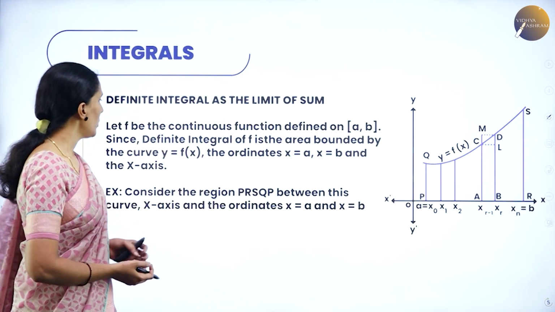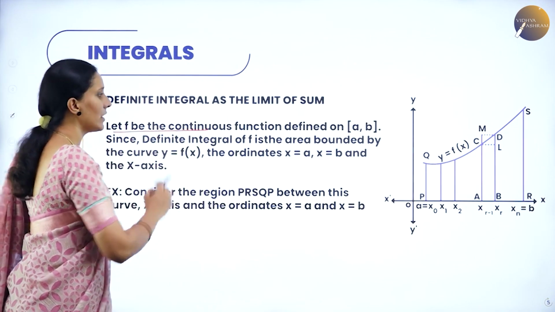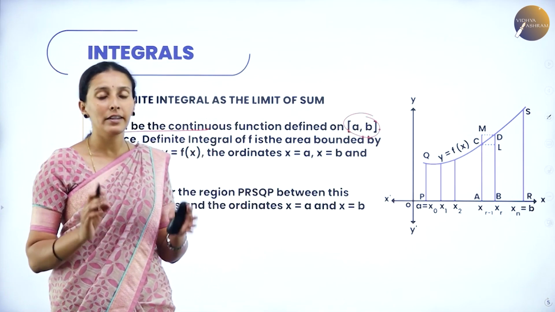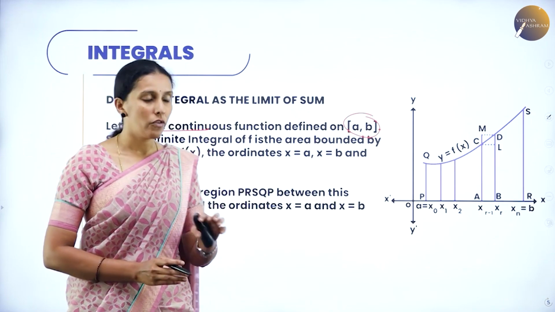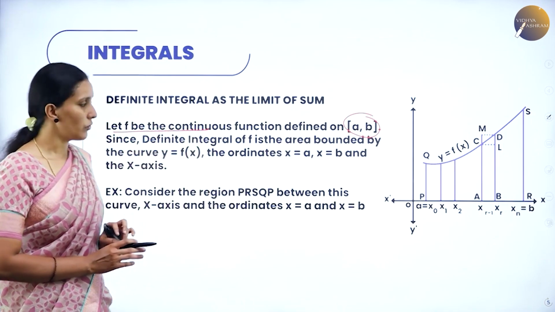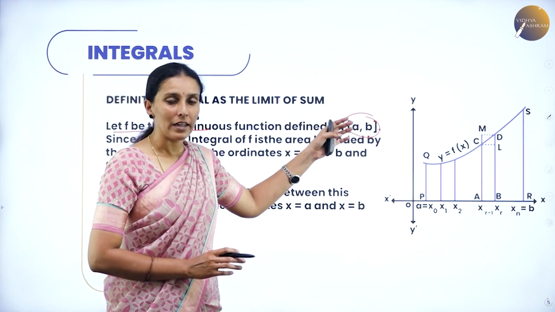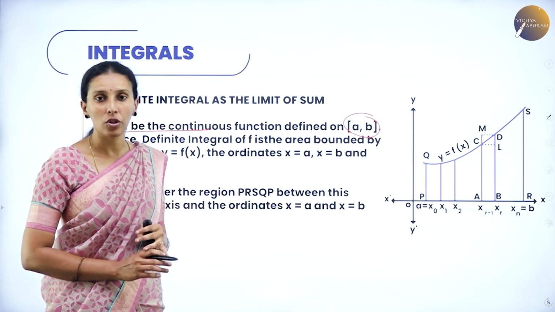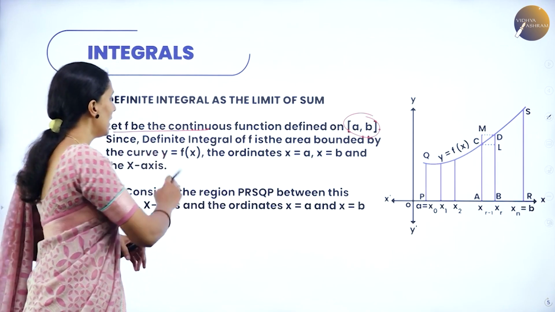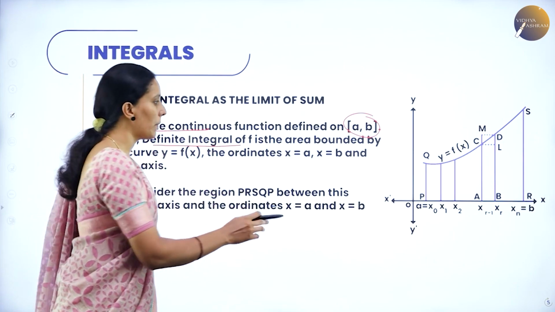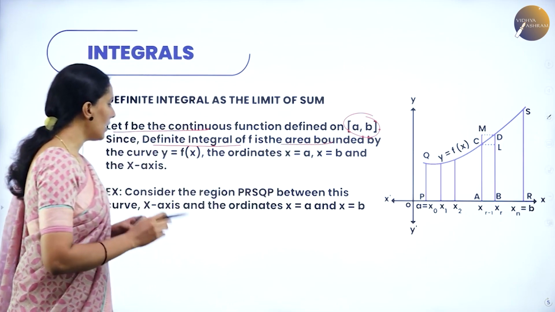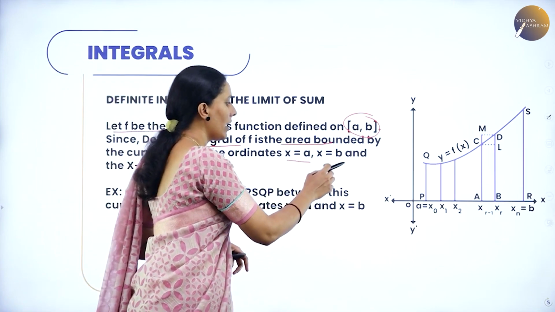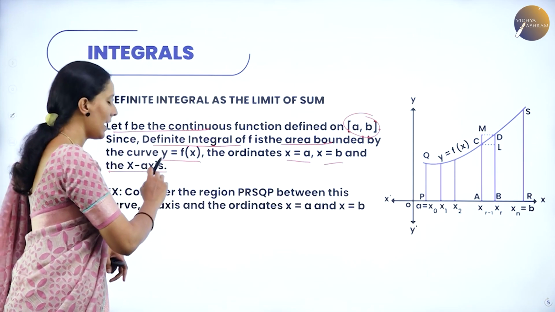Now here, let f be a continuous function defined on a closed interval a comma b. I have already said to you a continuous function is always inside the closed interval so that we can define the values a and b. So f is a continuous function on the closed interval a comma b, and the definite integral is nothing but the area bounded by the curve y equal to f of x, the ordinates x equal to a, x equal to b, and the x-axis.